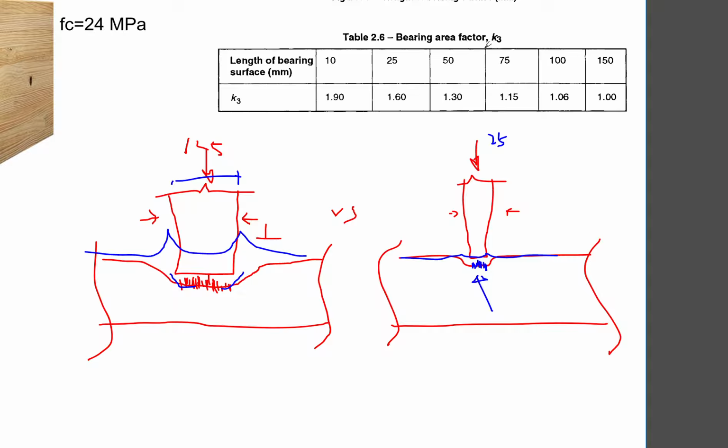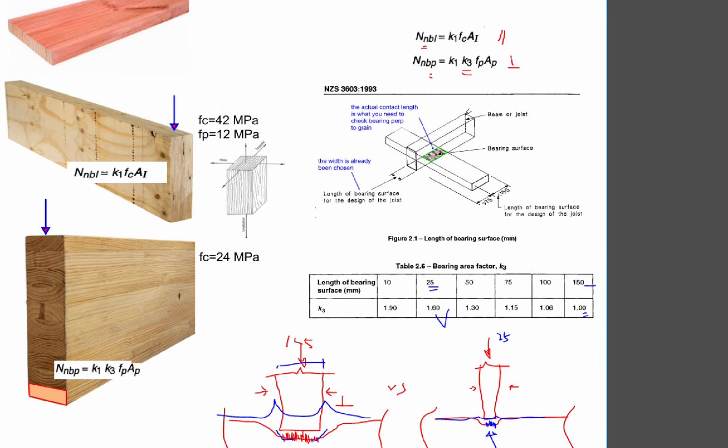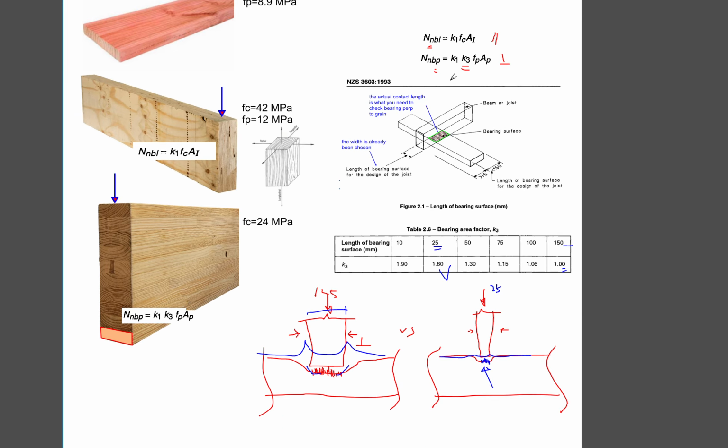That's why the K3 factor says that if you have a skinny one, a short bearing length, you can increase your bearing strength of your timber compared to when you have a longer bearing length, like for example 150 above, where you don't have any benefit to increase your bearing capacity. So this is basically what it says for the K3 factor, and you're going to use it for a situation where you have a timber that is perpendicular to grain.